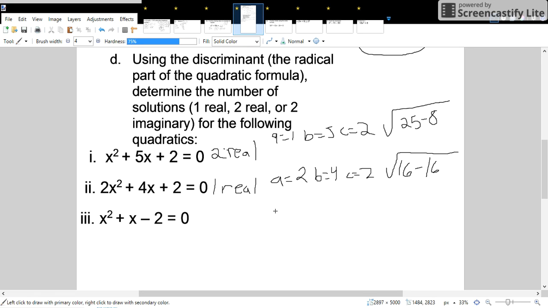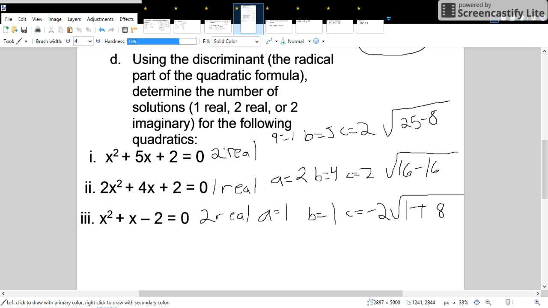Now on the third part, again, that's also in the general form already, so we're going to identify our a, b, and c. So our a is 1, our b is also 1, and our c is negative 2. Let's go ahead and plug it into our discriminant. So b squared is 1, minus 4 times a times c, so negative 4 times 1 times negative 2. That would be a positive 8. So 1 plus 8 is positive, so you'll have 2 real solutions.